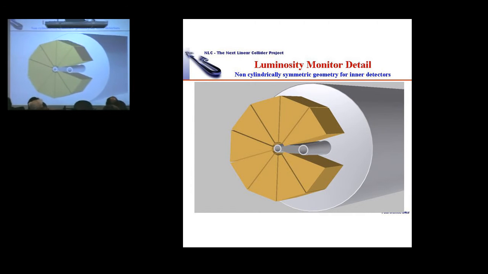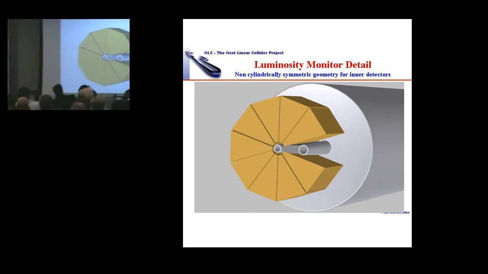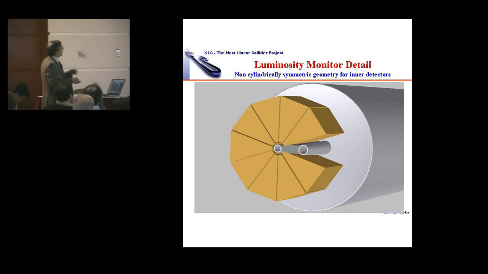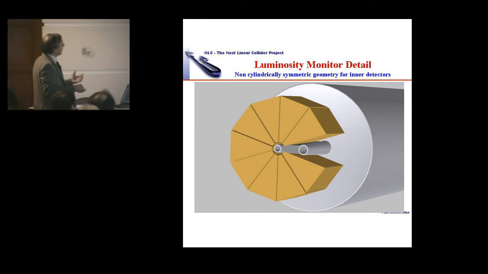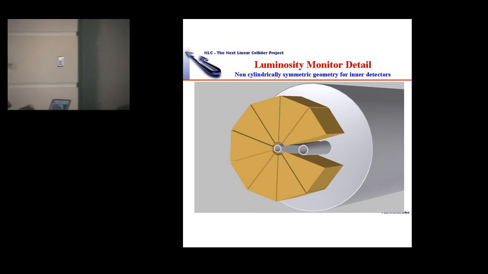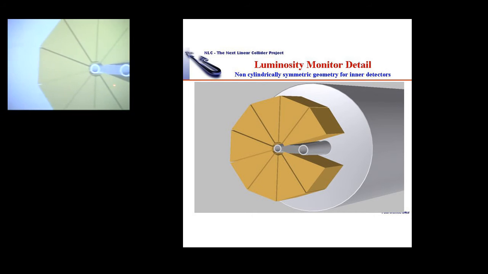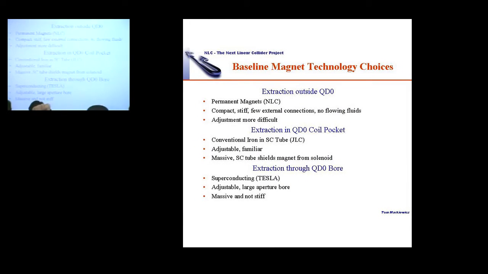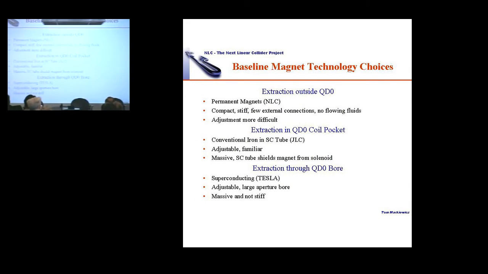While detectors outside this inner region are all cylindrically symmetric and on axis with the detector solenoid, clearly the need to have something coming in and something coming out will generate some non-cylindrical symmetry for the inner detectors, particularly the luminosity monitor. So this graphic is just meant to show that there'll be some design challenges in the middle. Since typically all of these things are considered to be sort of pixelated, I don't really see this as a problem. Okay. So it does affect baseline magnet technology choices.